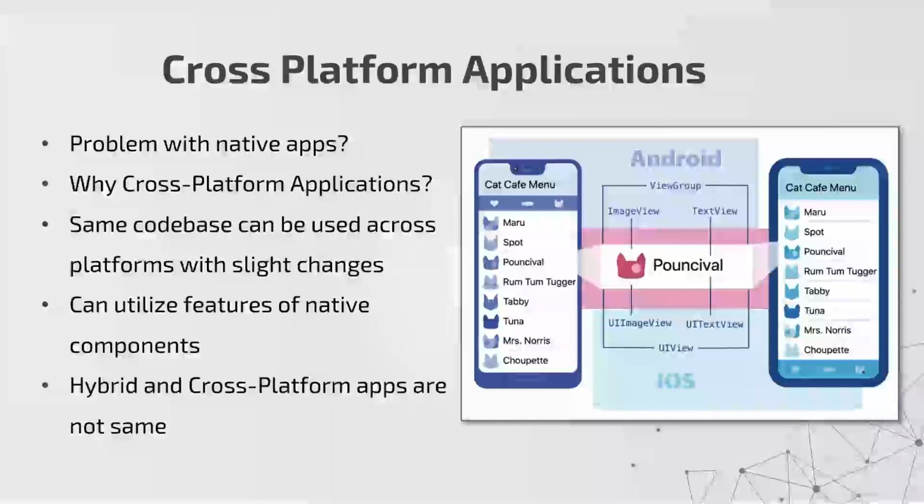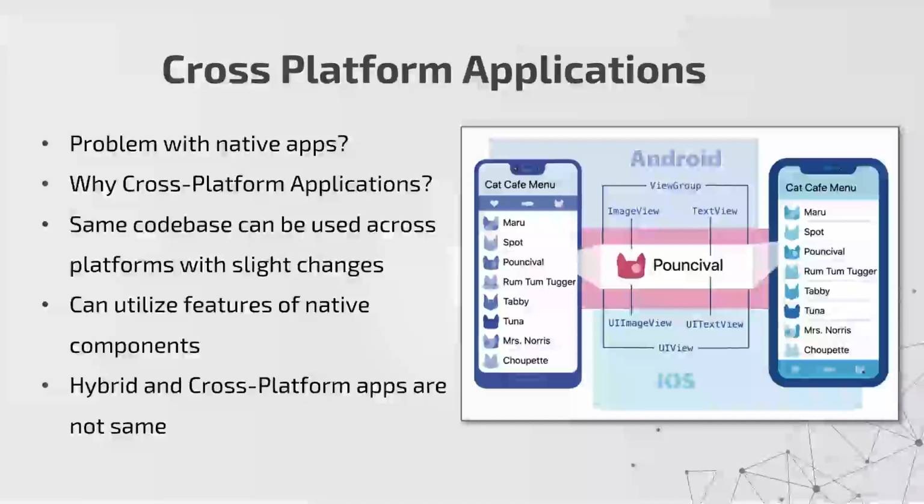A cross-platform application can have the same code base and can be used across platforms with slight changes. So for Android and iOS, even for Windows or other BlackBerry devices, you can have the same code base with little to no changes. And the main benefit of a cross-platform application is that it can utilize the features of the native components, along with having the lightweight ability to run on the device.